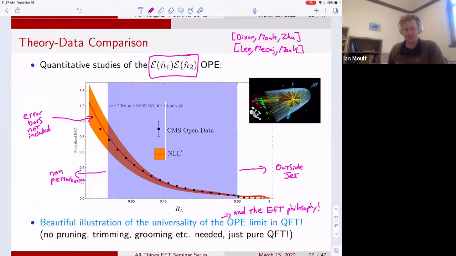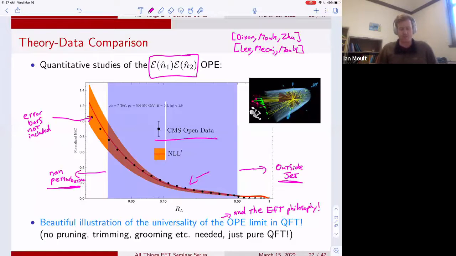Okay, so the first thing that one can do is to study this most basic 2-point correlator of energy flow operators. And so this is a kind of illustration here of the calculation compared with this real CMS open data. And so first of all, you can see this kind of very nice scaling behavior. On this side, you're outside the jet, and this side you become non-perturbative, as I'll discuss later. But you can see this kind of beautiful scaling behavior.